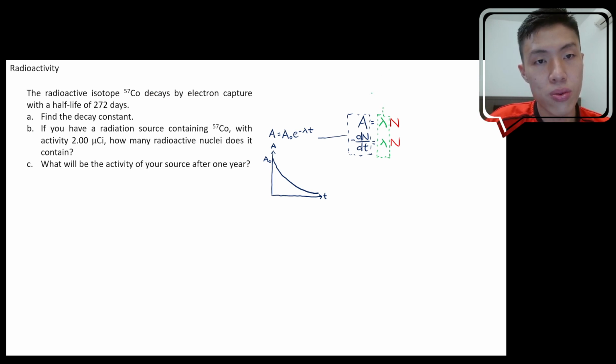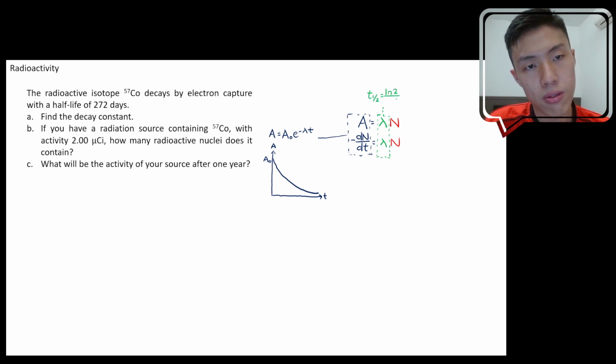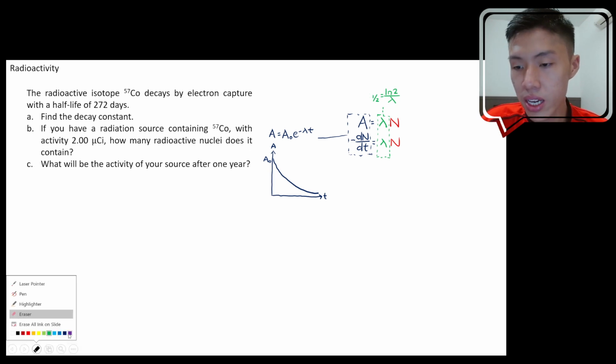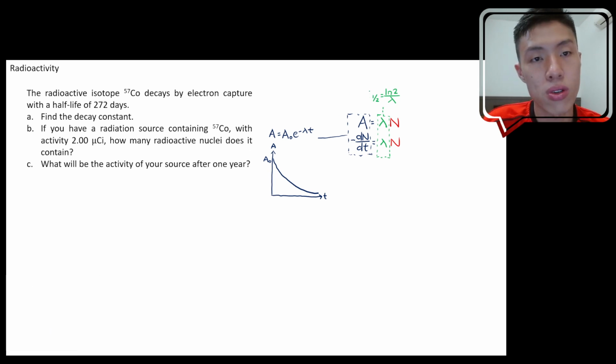So usually we will say half-life T half is equal to ln 2 divided by lambda. If you're interested to know the derivation, you can refer to the explanation video. Here I'm just trying to show you how all the equations relate to each other. So half-life, T subscript half, is equal to ln 2 divided by lambda.